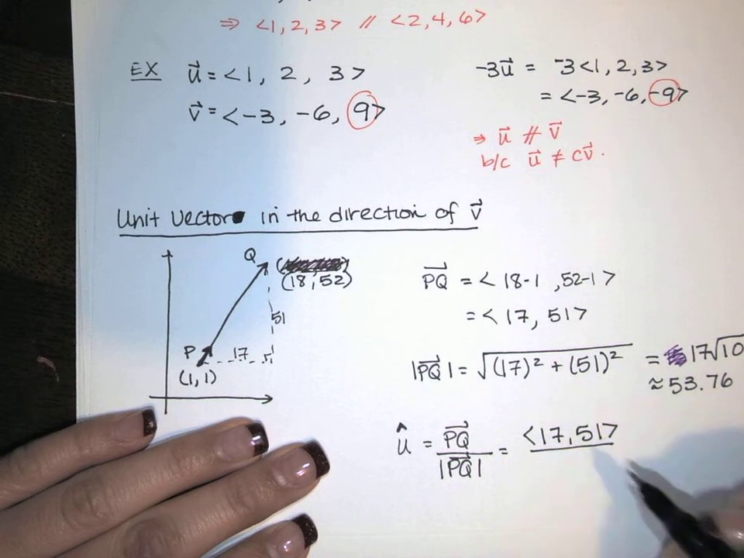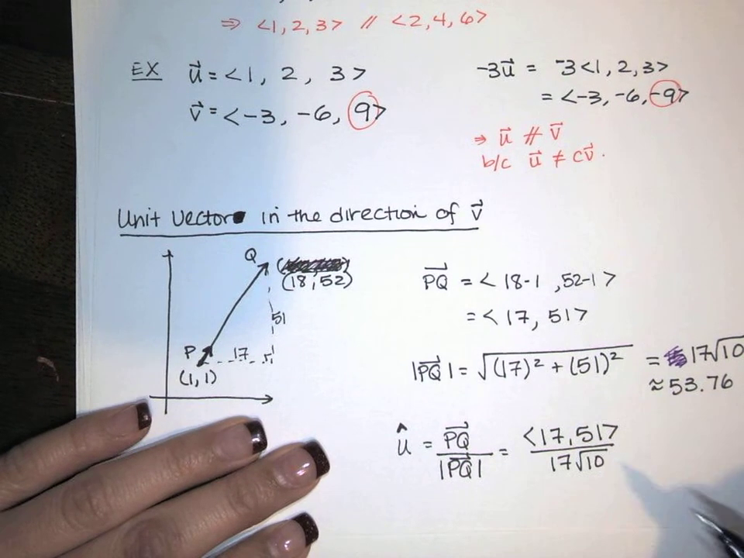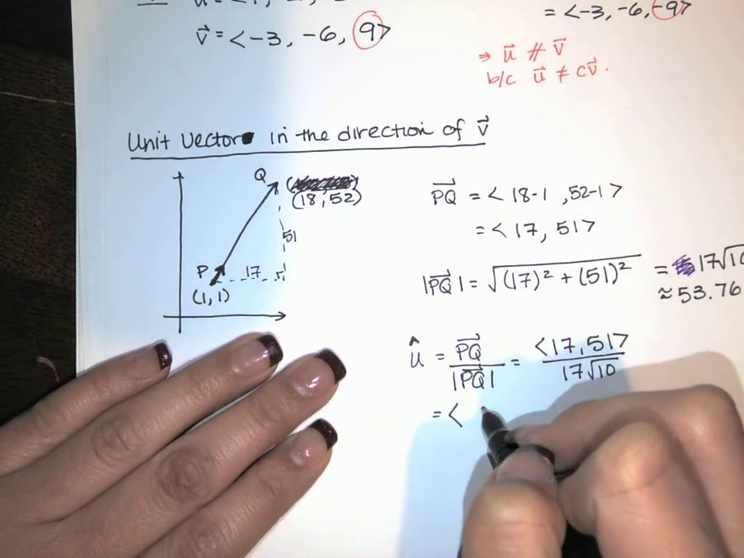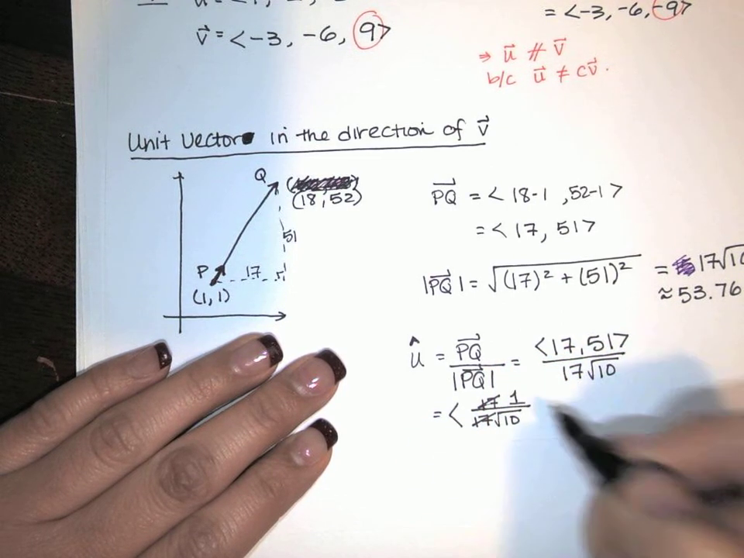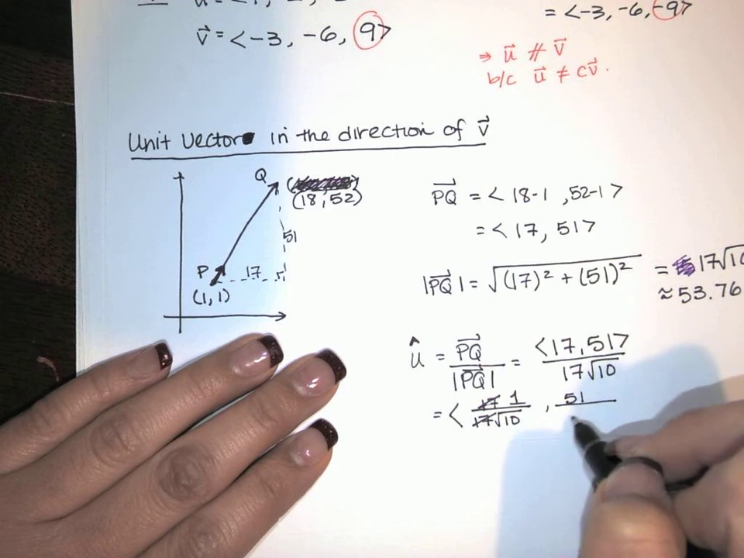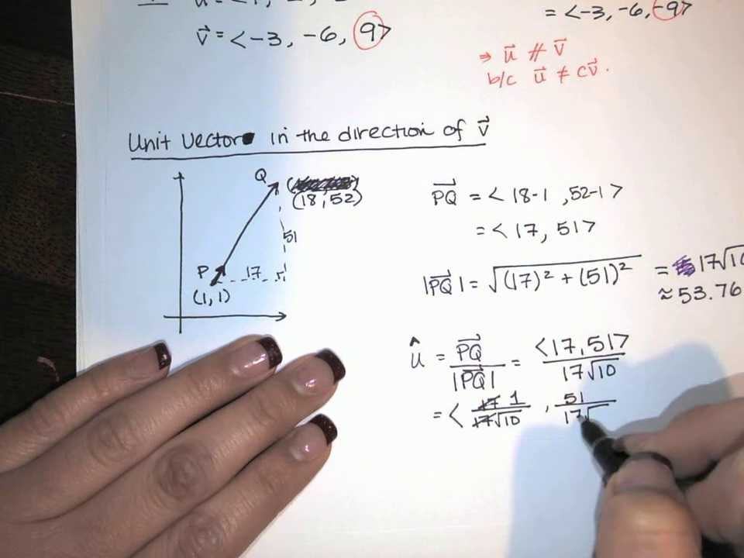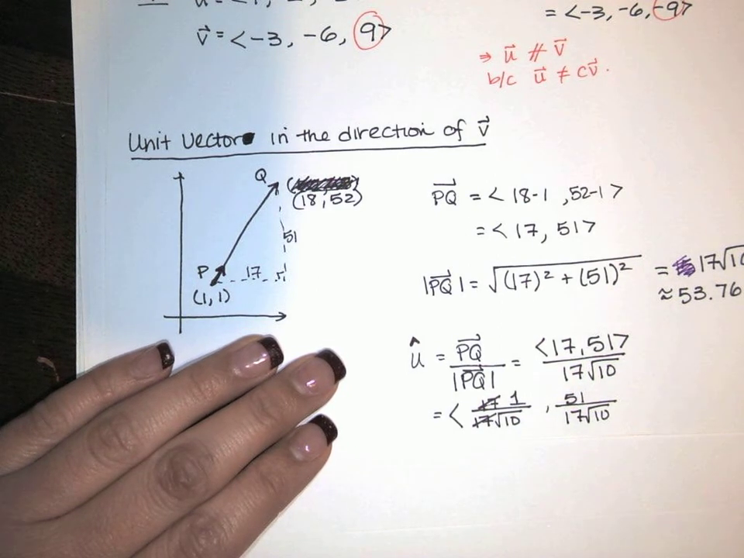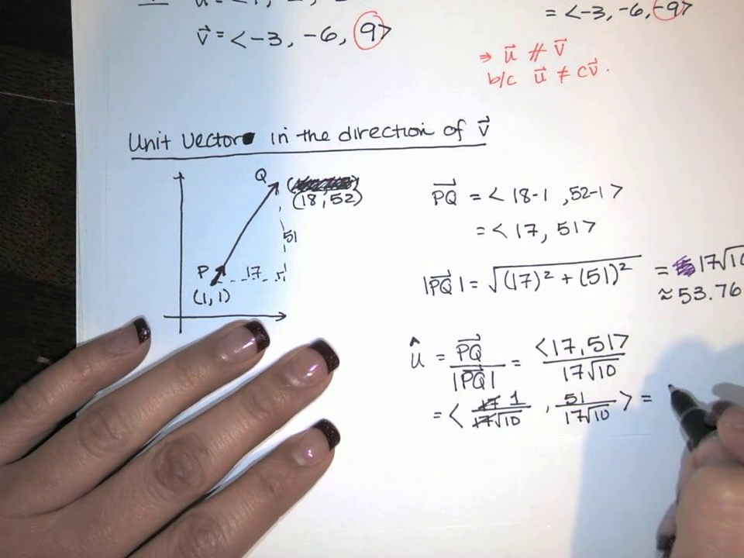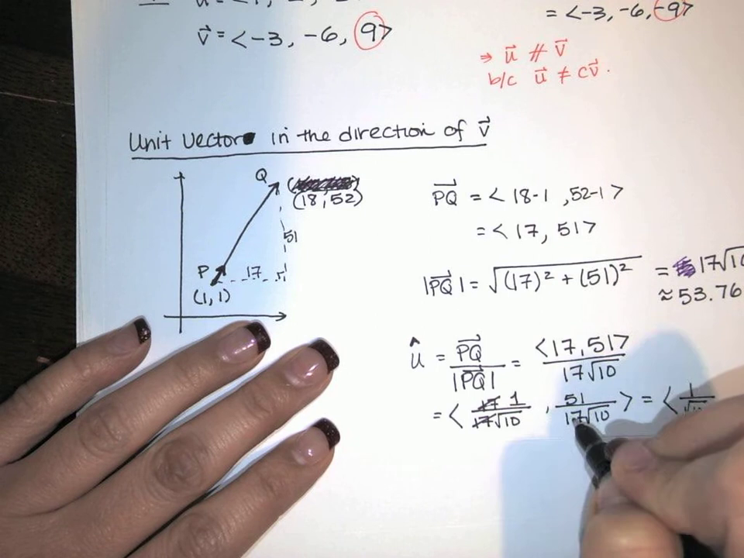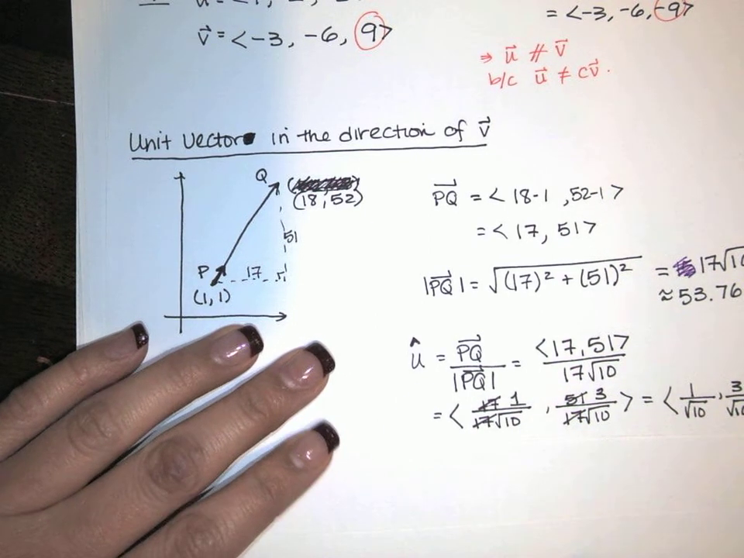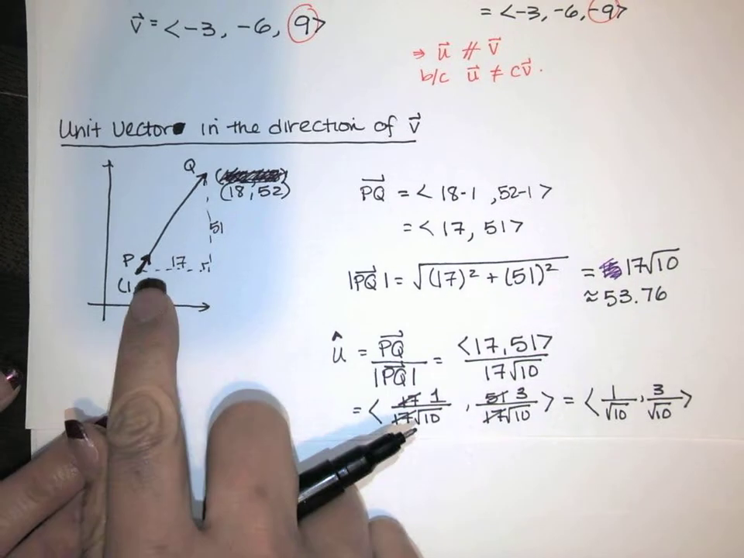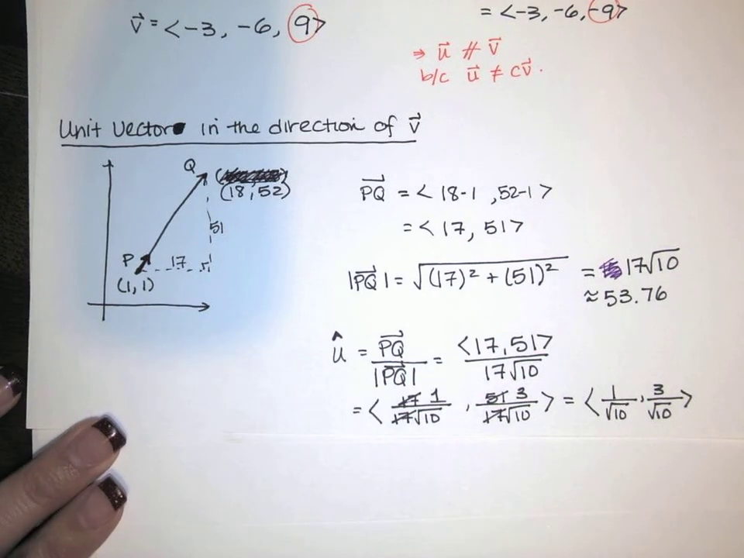I'm dividing component by component, just like when you're multiplying by a scalar. We end up with 17 over 17 times the square root of 10. Those 17s reduce. And 51 over 17 times the square root of 10. I don't think 51 is divisible by 17. Oh, it is, by 3. So I get 1 over the square root of 10 and 3 over root 10. That is the vector that points in this direction that is exactly 1 unit long.